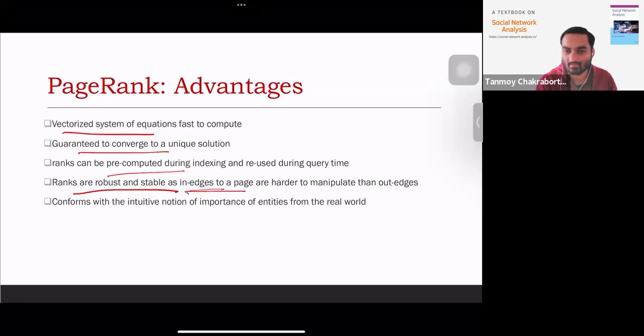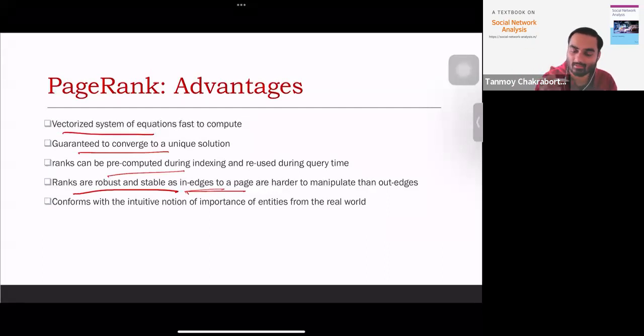But you can't do that because it all depends on whether other pages will point to your page or not. So you need to convince other pages to point to you, which is hard. If your page is a fraudulent page, nobody will point to your page, right? So in-degree manipulation is very difficult.